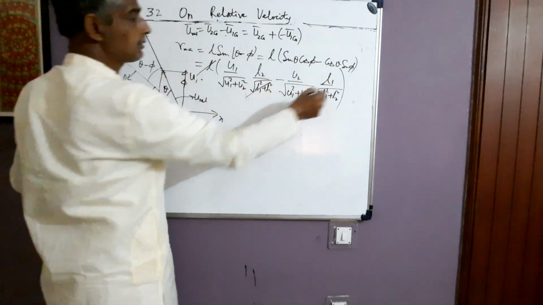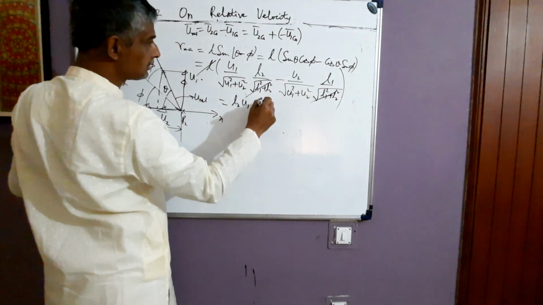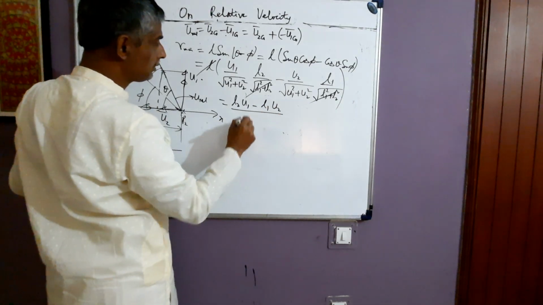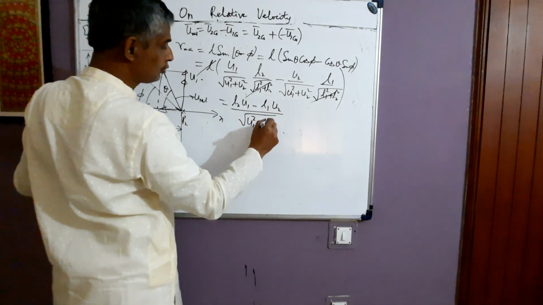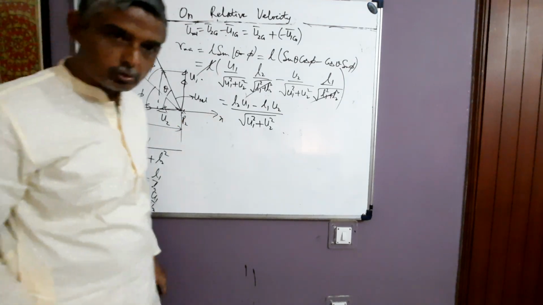Now this and this, they will cancel out, they are the same. So this becomes L2 u1 minus L1 u2 by root under u1 square plus u2 square. This is the shortest distance between the two points in the course of their motion.